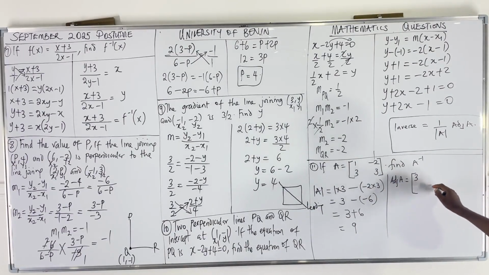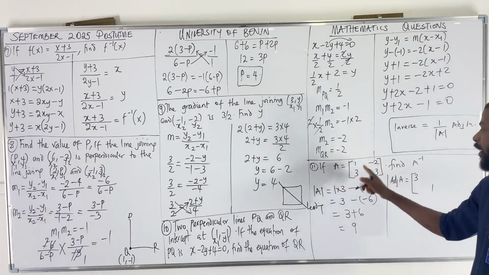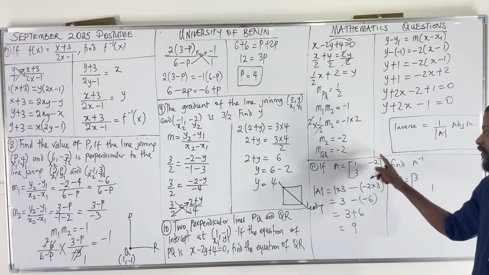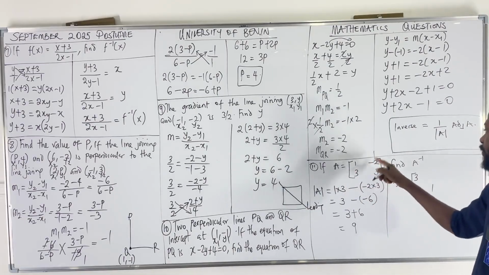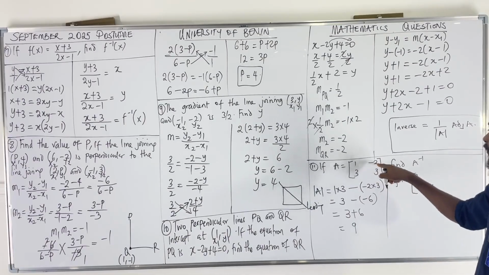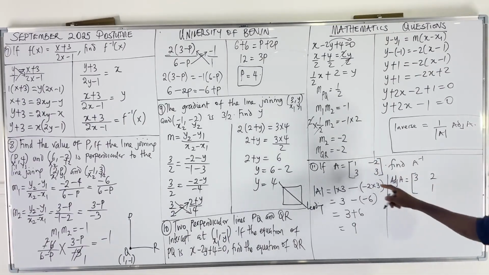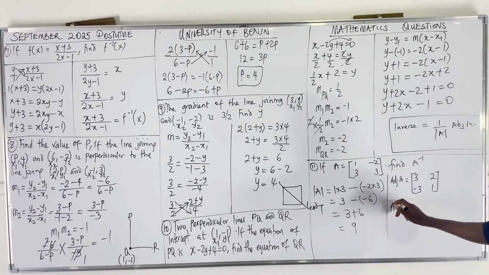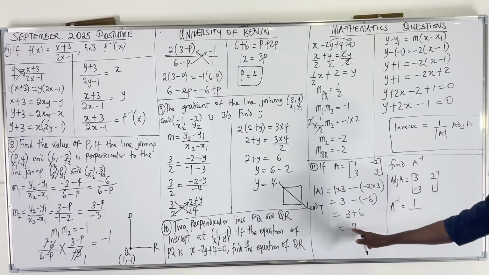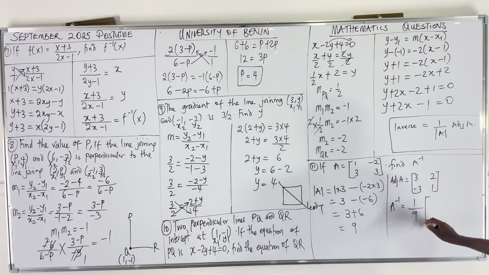So this will be 3, 1. Then the other diagonal, you give them minus. Since there's already a minus here, if you give this one a minus, it will now be 2. This is 3, give it a minus, so that's minus 3. So the inverse, A inverse, is equal to 1 over the determinant. The determinant is 9. And then the matrix itself will be 3, minus 3, 2, 1. So this is the answer.